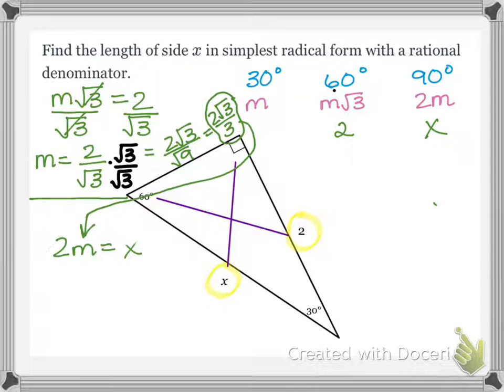So I rewrite now the other equation: 2 times 2 square root of 3 over 3 equals x. Now, 2 times 2 is just 4 square root of 3 over 3 equals x.